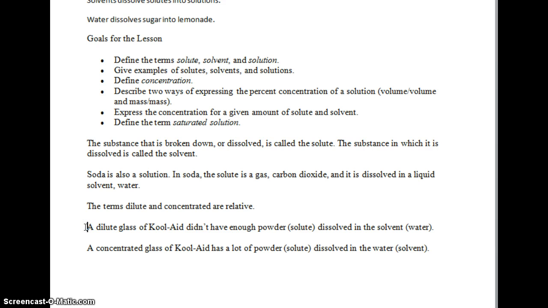A dilute glass of Kool-Aid didn't have enough powder or solute dissolved in the solvent, so it tastes weak. A concentrated glass of Kool-Aid has a lot of powder dissolved in the water. It tastes very sugary and overly delicious because it is concentrated.